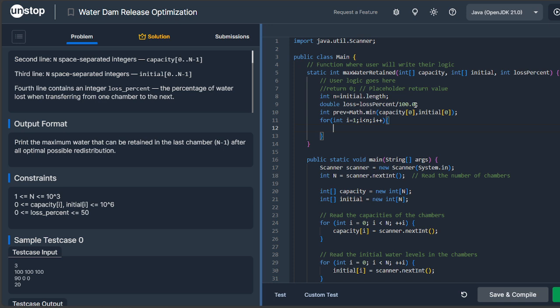So we need to find current. Current is equal to previous minus integer of Math dot ceil of, capacity of i.